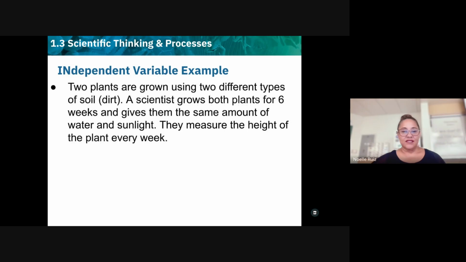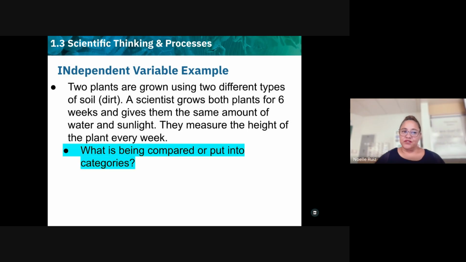So now, same experiment. Two plants are grown using two different types of soil. A scientist grows both plants for 6 weeks, gives them the same amount of water and sunlight. They measure the height of the plant every week. What part is being compared or put into categories? So you should have another poll pop up asking that question. Is it the types of soil? Is it the water and sunlight? Or is it the height of the plant? We are putting these plants into categories. What are we comparing one to the other? What are we changing on purpose about these two plants?